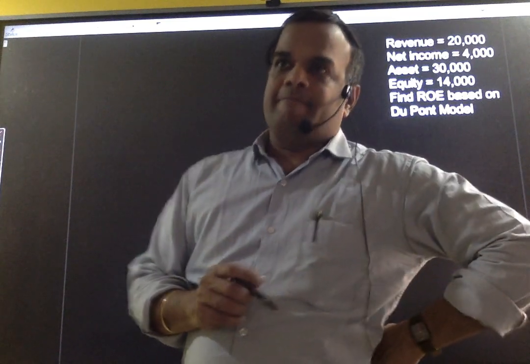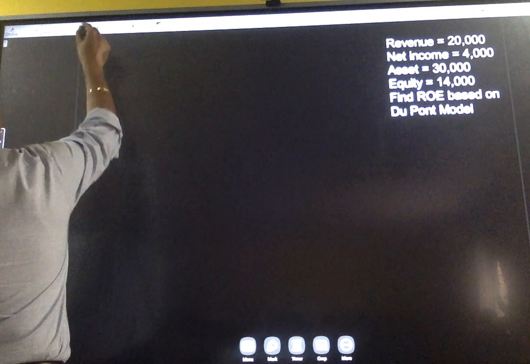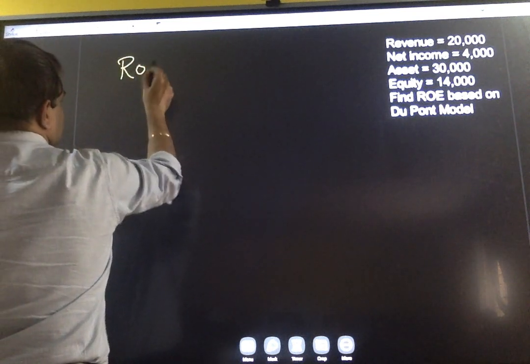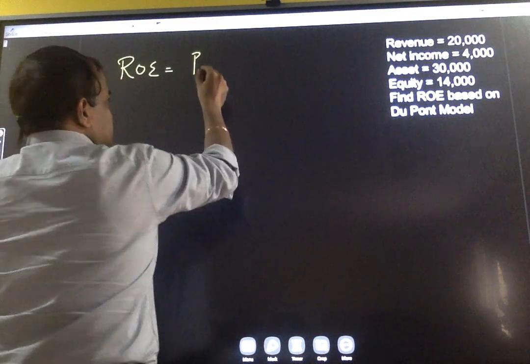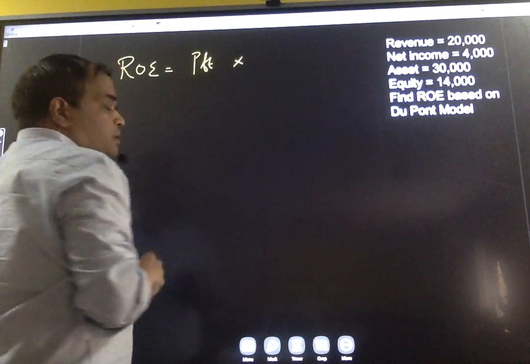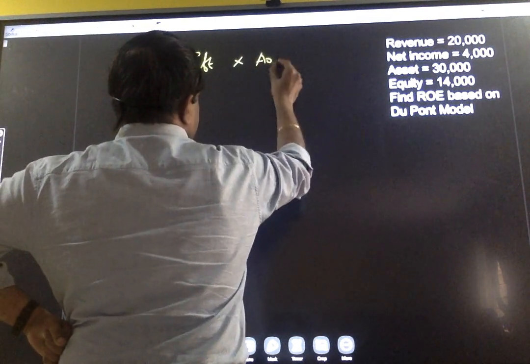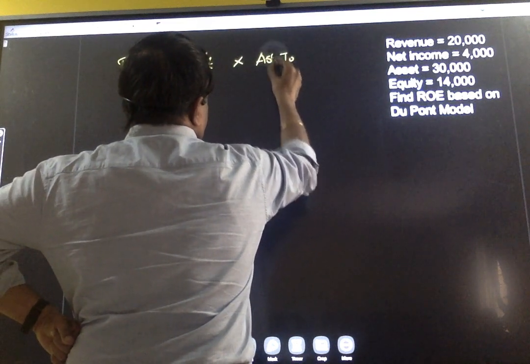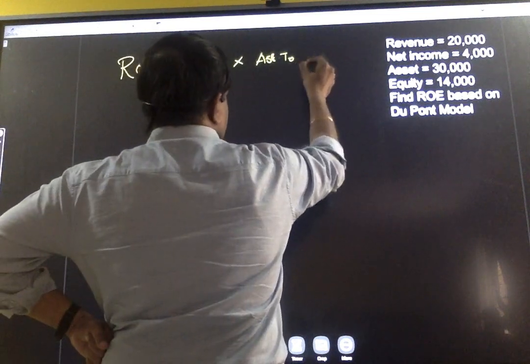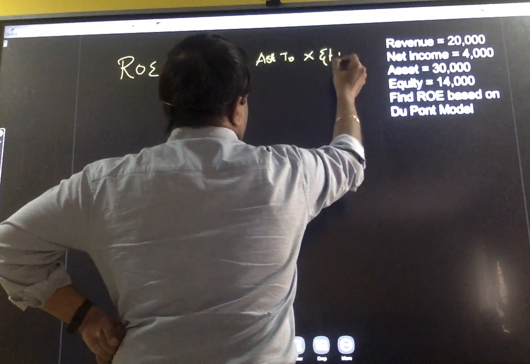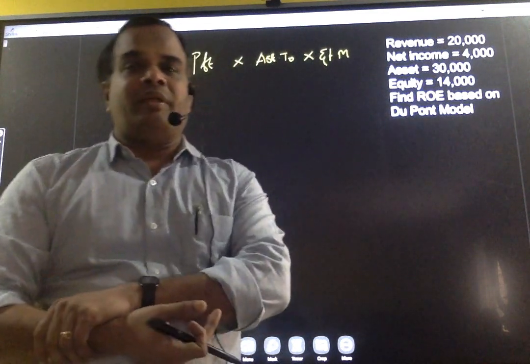Based on this model, the formula for return on equity is equal to profitability multiplied with asset turnover ratio, into equity multiplier. Profitability into asset turnover into equity multiplier.